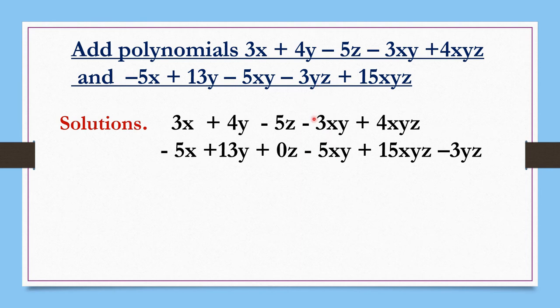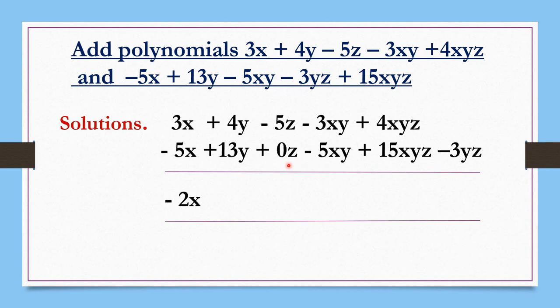Next is 3yz. In the first expression, we cannot see yz, so I have kept it here. Next, the last one is 15xyz, and we can see 4xyz is the like term, so I have kept it below that. And there was no z, so I have just written 0z. Now let us add. You can see the difference here: I have not kept it inside a bracket, but while writing, I was very careful in writing the second polynomial in such a way that the like terms are one below the other.